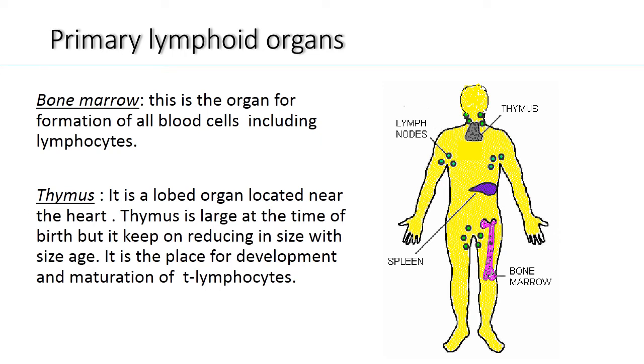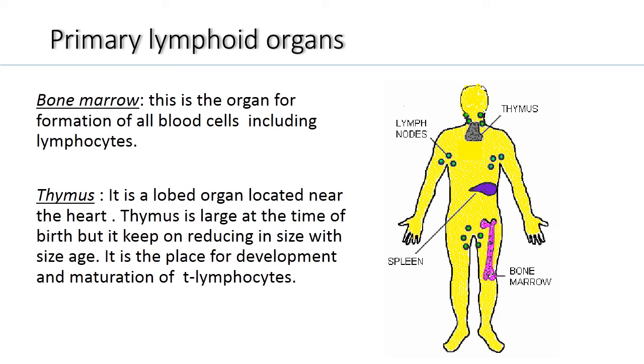Then one more organ is the thymus. The thymus is a lobed organ. There are two lobes present in this organ. It is located near the heart and beneath the breastbone. You can see in the diagram, this is the actual location of the thymus.